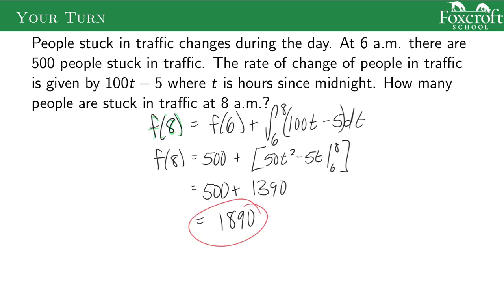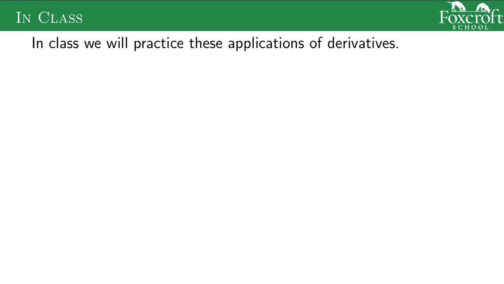So we know what happens at 6 a.m. We have 500 people, and we add the integral of the derivative, which is the rate of change. When we do that, take the antiderivative, plug in 8 and 6. Again, this part I just had the calculator do to get 1,390. Chances are if this was on the AP exam, you'd have to do this by hand, but I'm just saving time in the video. All right, use the calculator, and that is our final answer.